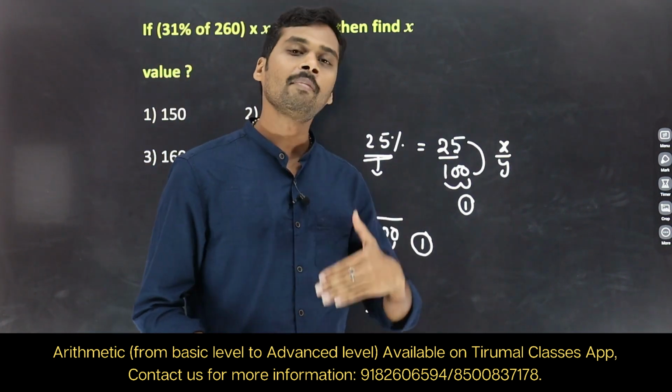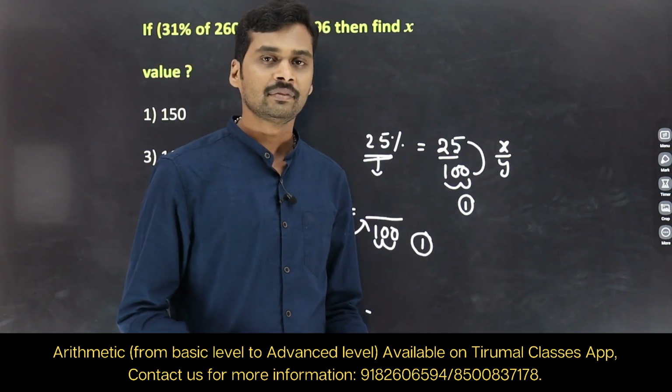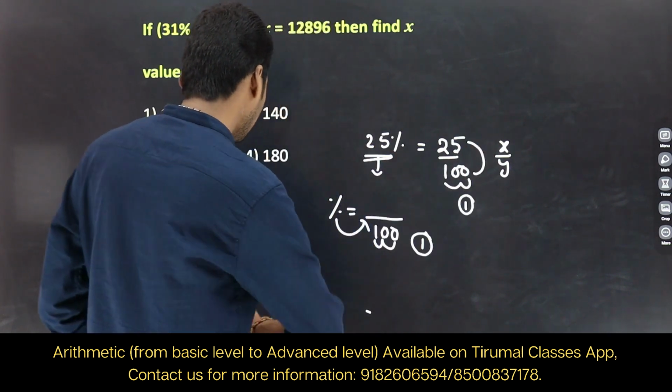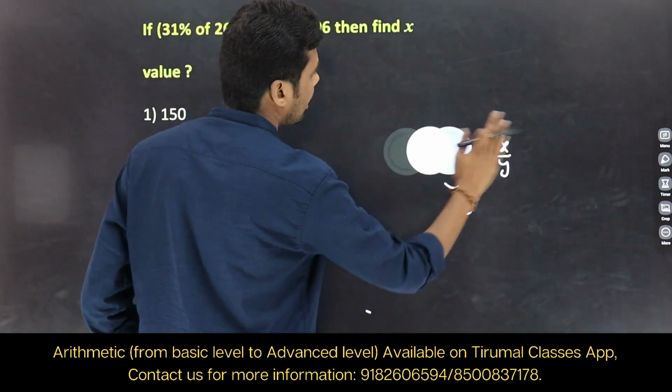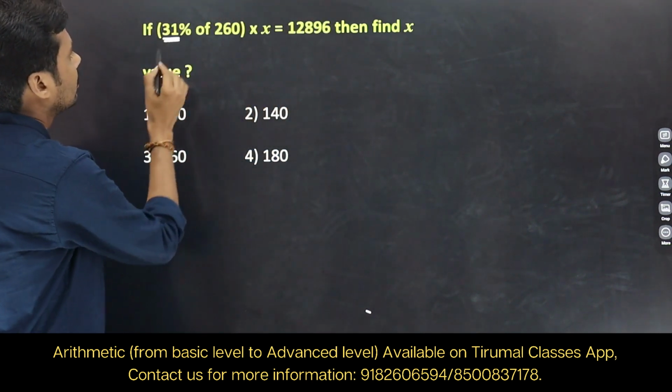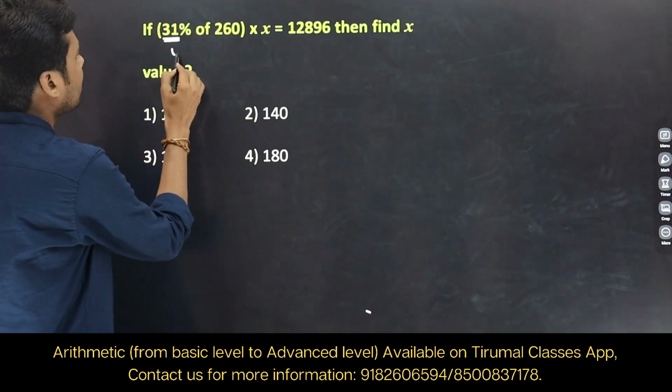So when the denominator value is 1, then there would be no change. Then directly we can take the numerator values, right? That's why there will be no change when we are applying the percentages. So 31% means that you take it directly. What is 31%? 3 plus 1 means 4.